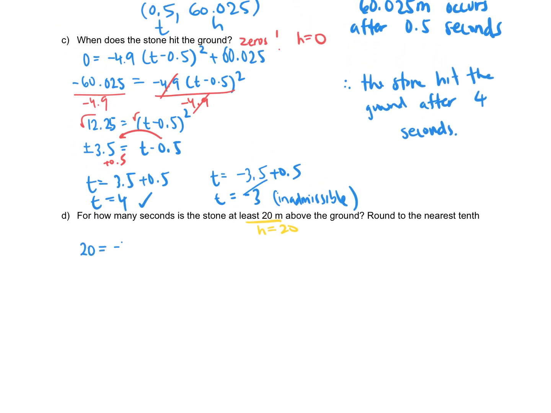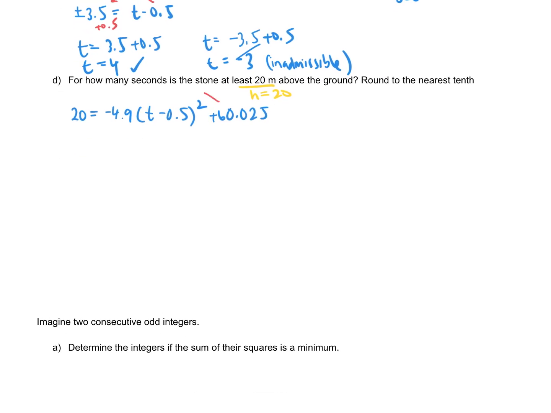So 20 equals negative 4.9 times t minus 0.5 squared plus 60.025. And same process here, bringing the 60.025 over. This time we have to subtract it from 20. So negative 40.025.